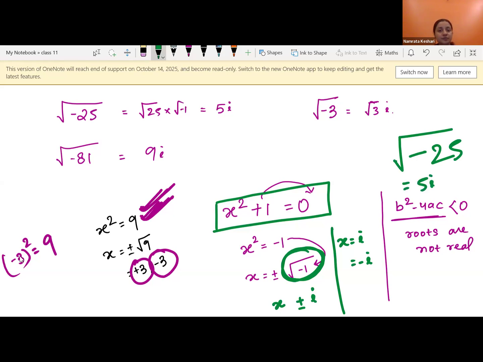Clear? As soon as we see a minus number inside the root, we should know it's an imaginary number. Can you please repeat? As soon as we see a minus number inside the root, we should know it's an imaginary number. We can convert it in terms of i. Making sense? Yes, teacher. So far any confusion, Abdul? No, teacher.